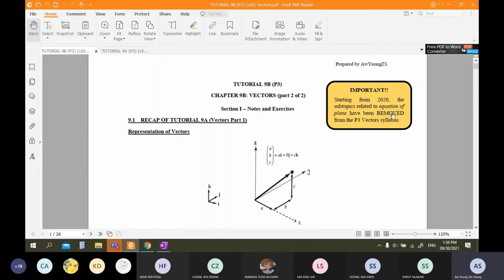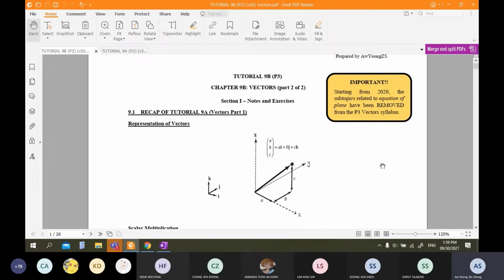Don't be too happy to see the word remove, because you are a further math student. You will still need to learn it in the further math syllabus. So it doesn't really affect you. But if you are not taking further maths, then this will be good news for you. The reason why I put this remark here in the yellow box is that when you look at the old P3 past years, if you see equations of planes, don't be surprised, because in the old P3 syllabus, the vectors chapter has equation of plane. And now CIE has removed equation of plane from P3 and they put it only in FP1.